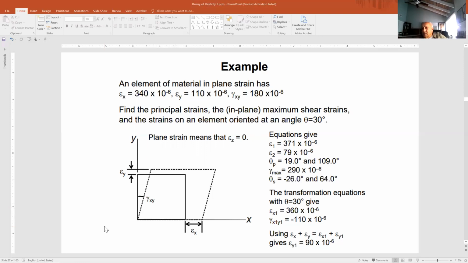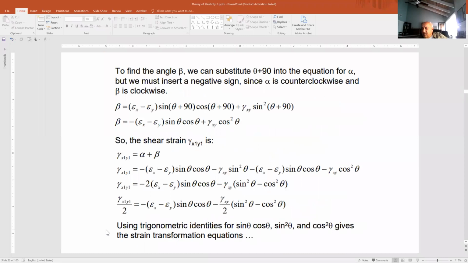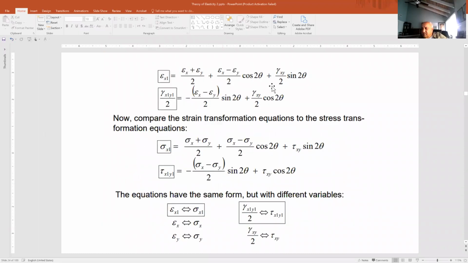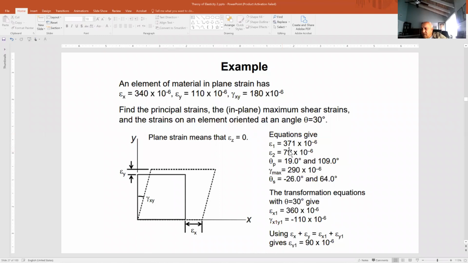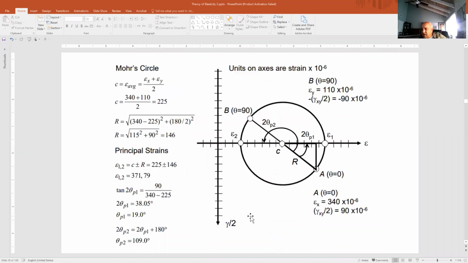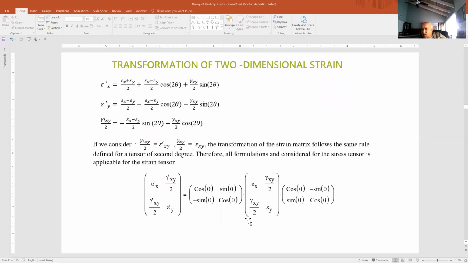We can use the equations given here. This equation calculates strain in the direction that is shown, and these are the values. We can find when it is maximum, at what angle, and what the maximum and minimum values would be based on the equation given. Or we can use the Mohr circle and present that graphically. It would be very similar to the case of the stress.